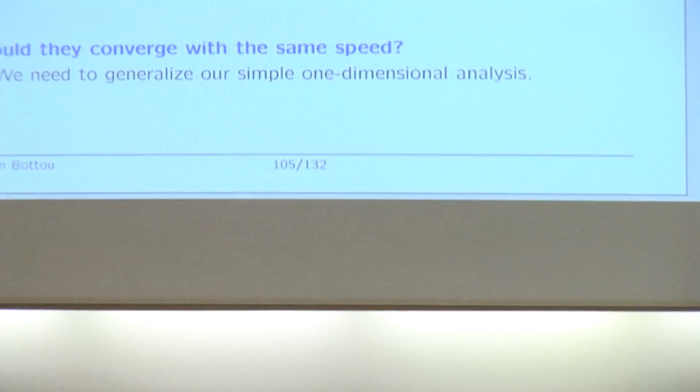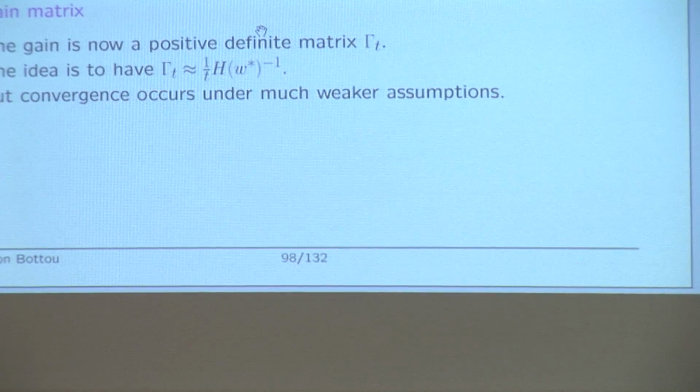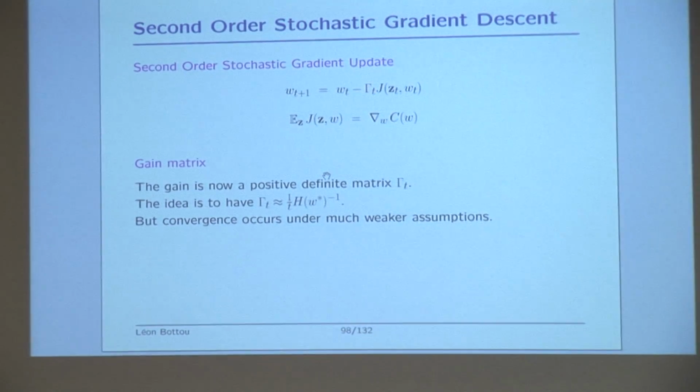Yes? You said that you didn't show anything about gamma in the case of second-order methods. But second-order methods, as I understand, provide you with the step size gamma, right? Yes, but when you build a second-order algorithm, you have to define how you're going to estimate your gamma t matrices. Let's look at it. So here I assume gamma t is a matrix.